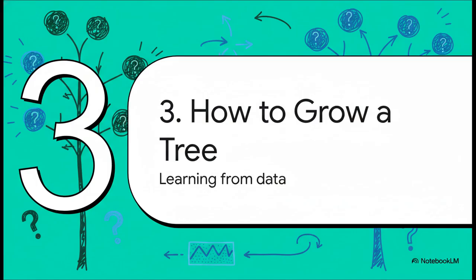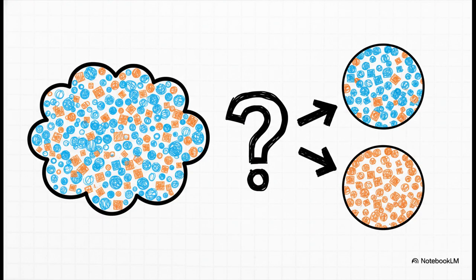Well, this is the real magic of growing a tree. It learns the best questions to ask directly from the data itself. The goal at every single step is for the algorithm to find the one single question that will best split a mixed group of data into subgroups that are as pure as possible.